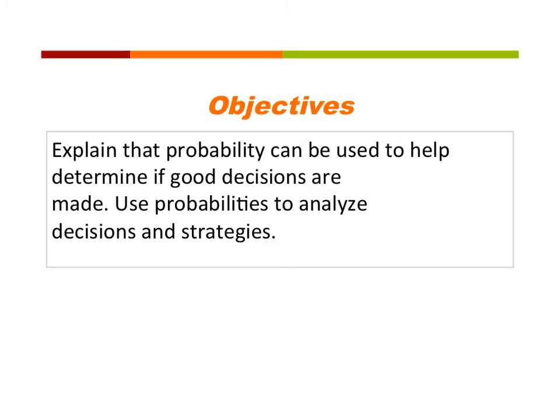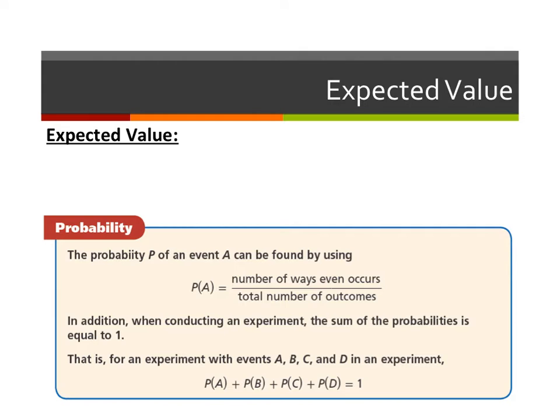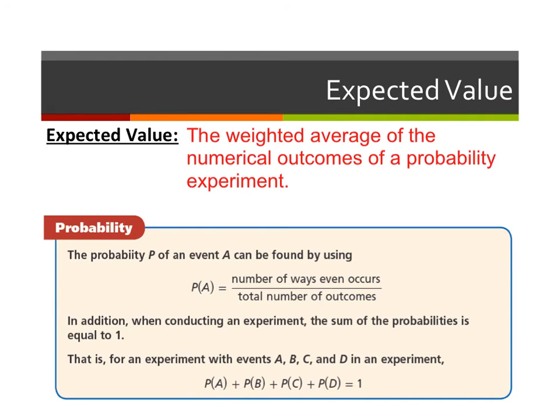Objectives. Explain that probability can be used to help determine if good decisions are made, and use probabilities to analyze decisions and strategies. We're going to talk about expected value, which we've already talked about before, but just to refresh your memory, expected value is the weighted average of the numerical outcomes of a probability experiment. So let me type this out. Again, the weighted average of the numerical outcomes of a probability experiment.